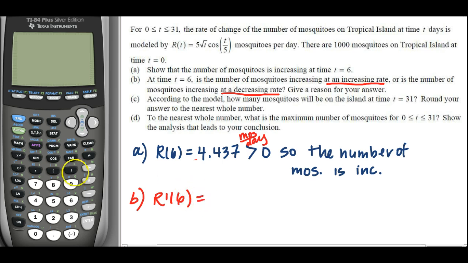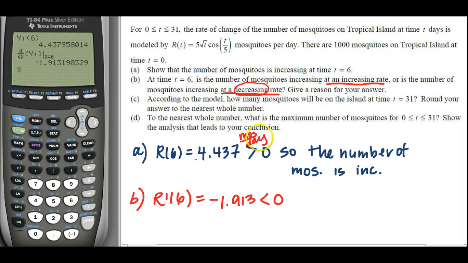So to find r prime of 6, I can go back to my calculator. I still have r stored as y1. So now I need a derivative. So math 8. And I have d dx of the stored function y1, and I want that evaluated at 6. So since this is a negative quantity, r prime of 6 is negative 1.913, which is less than 0. So the number of mosquitoes is increasing at a decreasing rate.